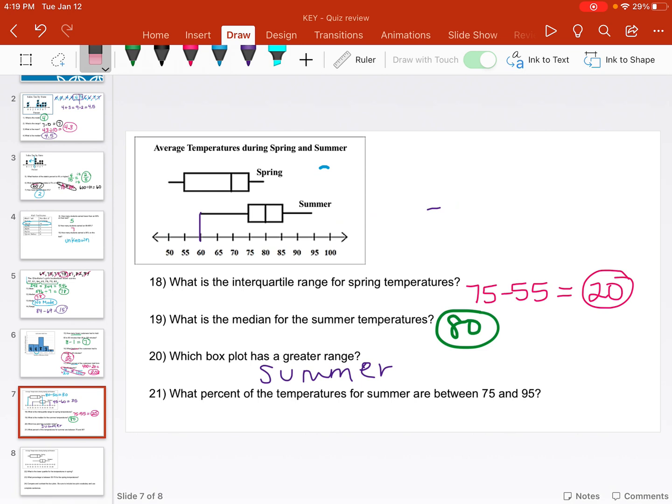Okay. And then last one, what percent of the temperatures for summer are between 75 and 95? So from 75 up to 95, what percent? Remember, each of these quarters is 25%. So this is 25, this is 25, this is 25. So there's 1, 2, 3 of those pieces. That would be 75%.